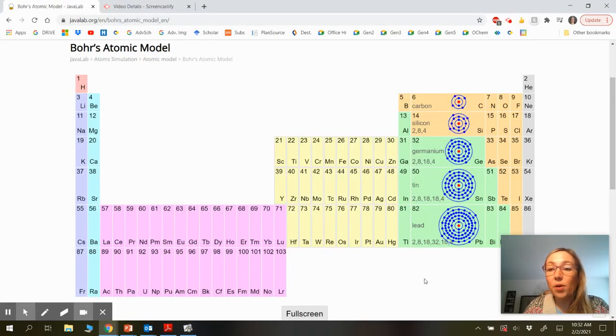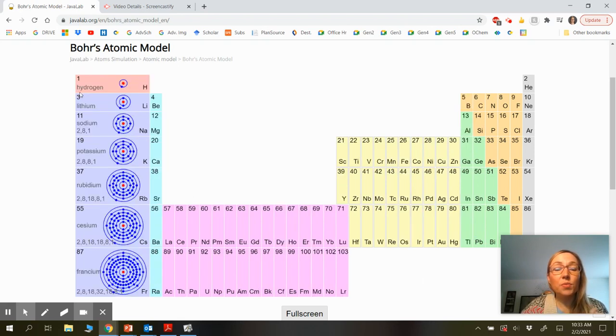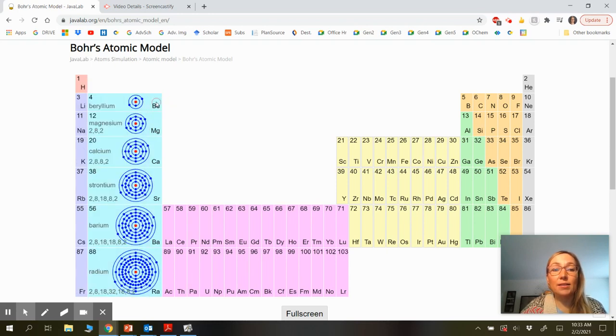Now, if we look at Bohr models for lots of elements on the periodic table, we can look at all of the elements that are in carbon's main group, in the same column as carbon. If we study carbon and silicon and germanium, we see that they all have 4 outermost valence electrons in their Bohr model. We can look at each of the main groups on the periodic table. Going down the alkali metals, starting with hydrogen and lithium and sodium, they each have 1 valence electron.